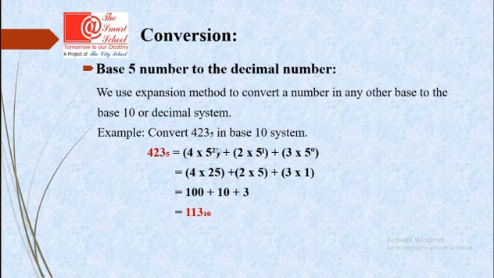Now 5 square is 25, so 4 multiplied by 25 is 100. 5 power 1 is 5, so 2 multiplied by 5 is 10, and 5 power 0 is 1, so 3 multiplied by 1 is 3. And when we add it, it is 113 base 10.